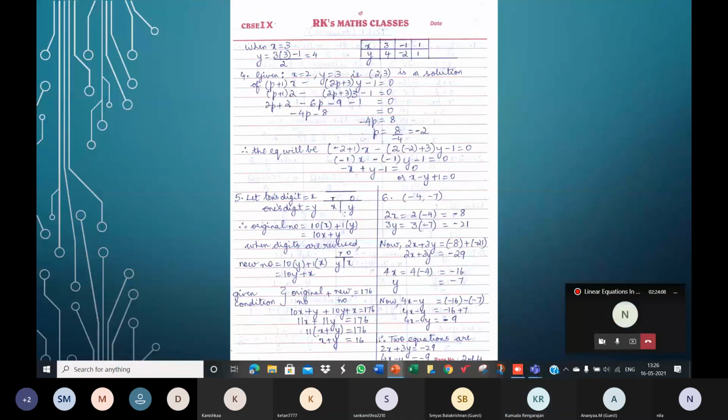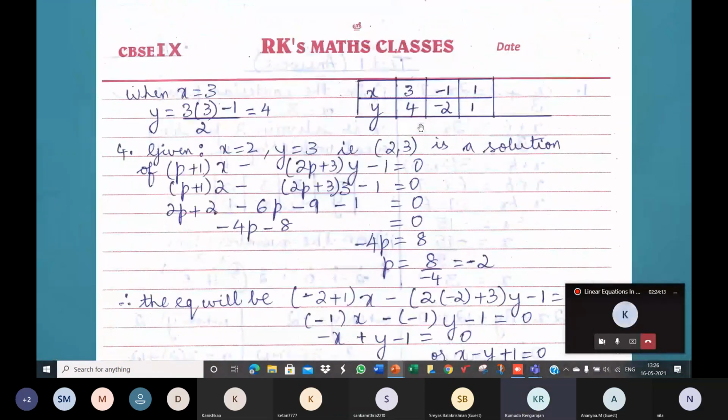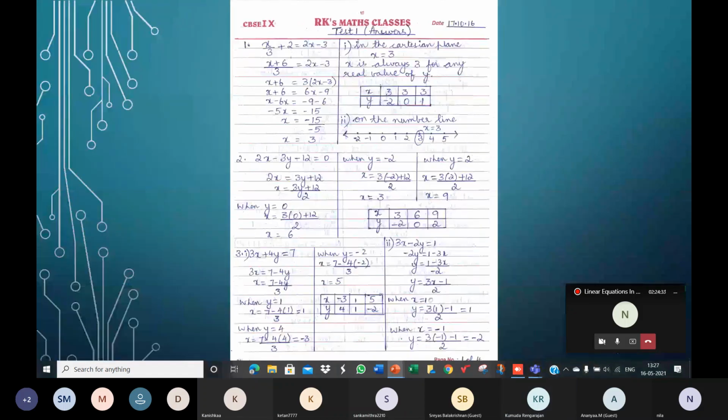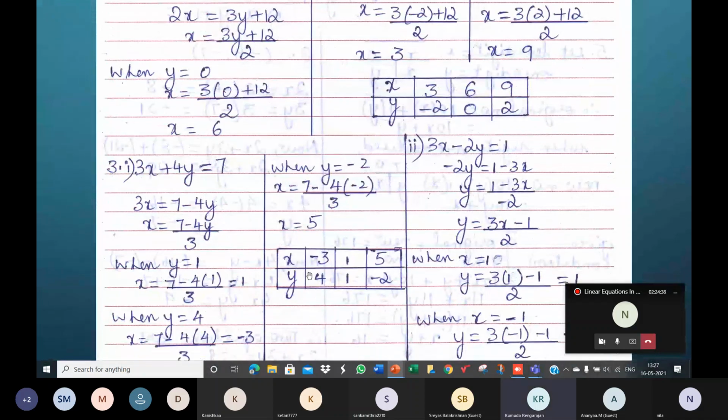You can see we put it in a table here. This is the xy table. For different values of x, these are the values of y. And we have to plot the points 3, 4, -1, -2, 1, 1, and get the second line. Here we have to plot -3, 4, 1, 1, 5, -2, and get that first line.